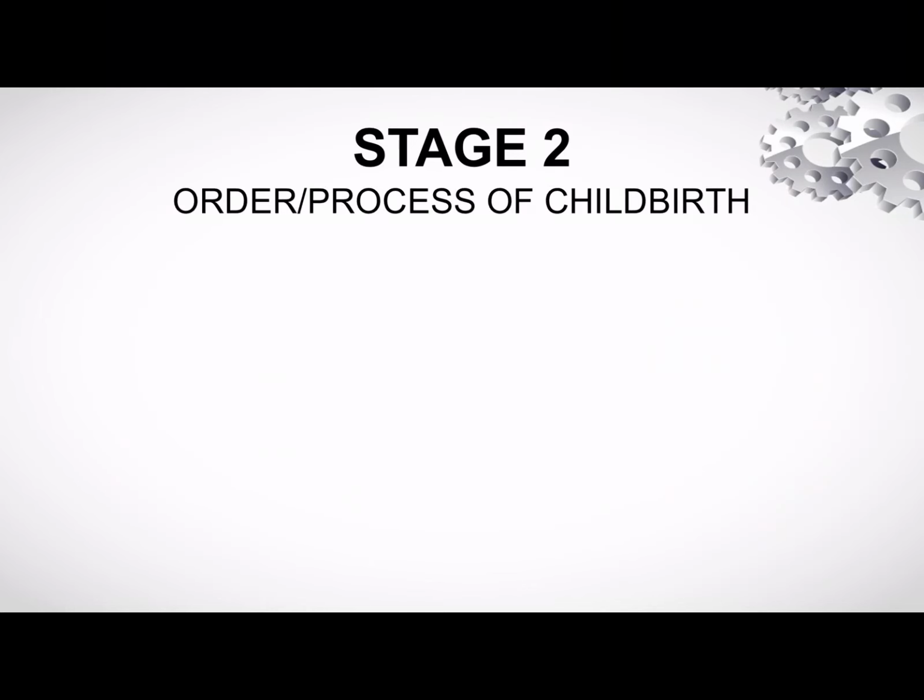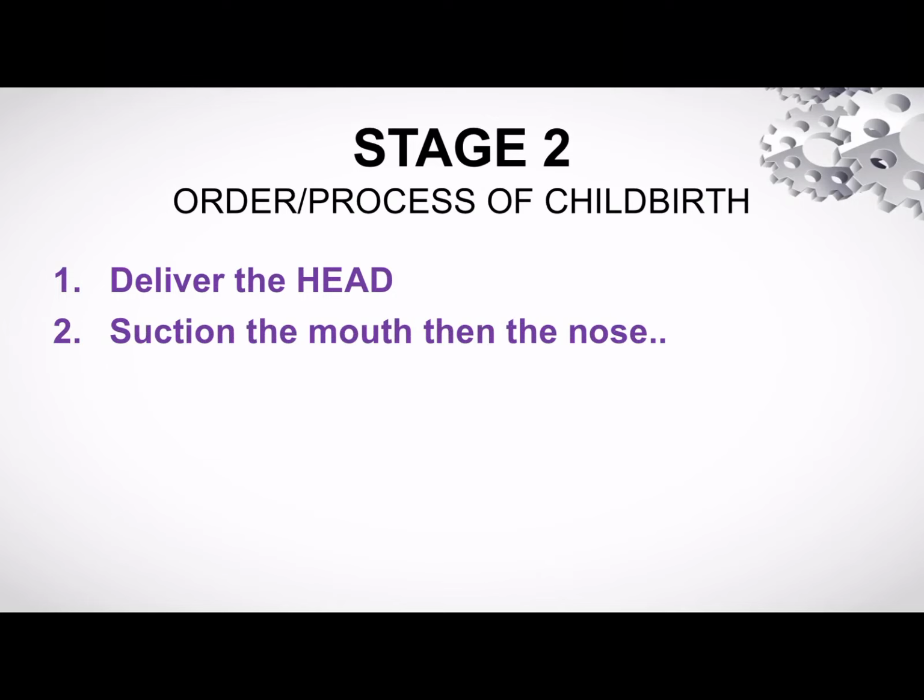The most important concept that we need to discuss in stage 2 is the order or process of childbirth. First, deliver the head, then suction the mouth, then the nose. It is very important to remove excess secretions from the mouth and nose in order to clear the airways in preparation for respiration.